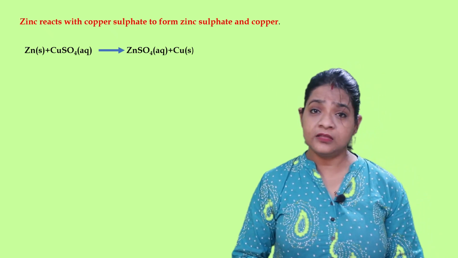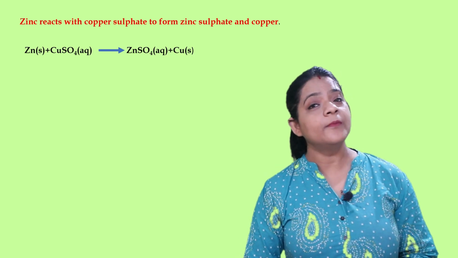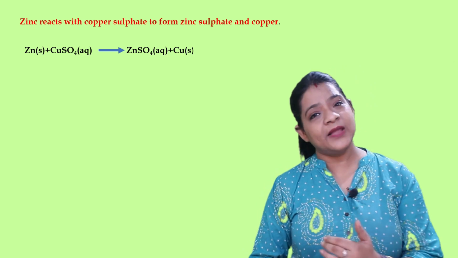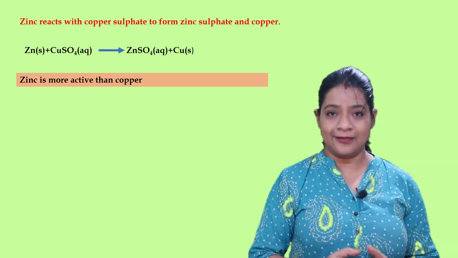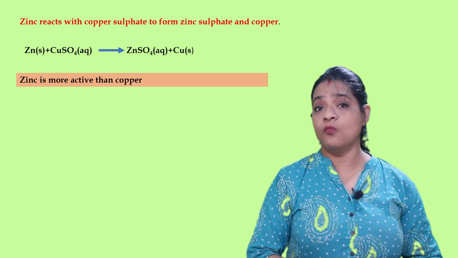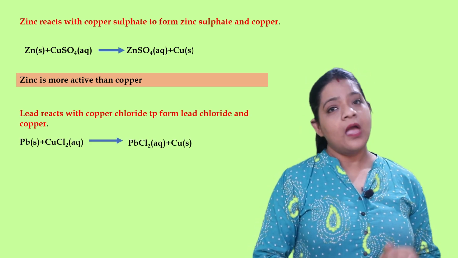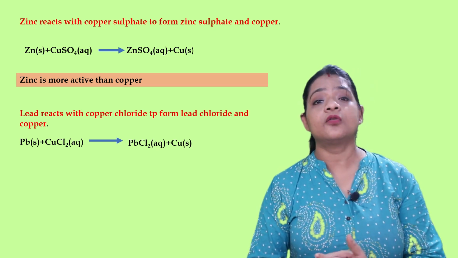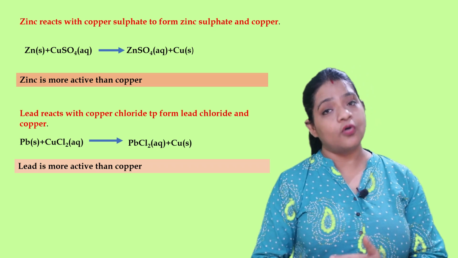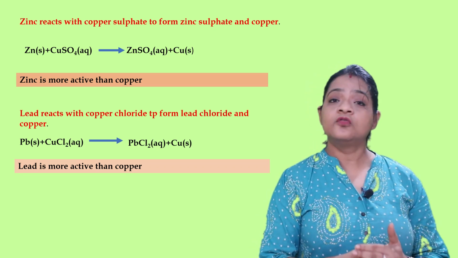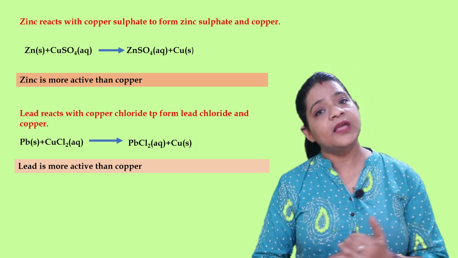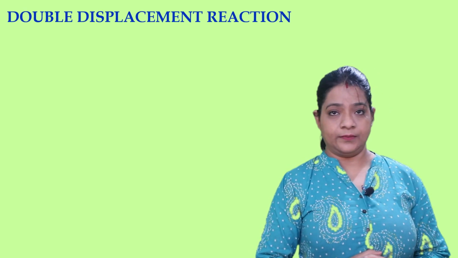Zinc reacts with copper sulfate to form zinc sulfate and copper. Here zinc displaces copper from copper sulfate because zinc is more active than copper. Another example is lead reacts with copper chloride to form lead chloride plus copper. Here lead, being more active than copper, displaces copper and forms lead chloride along with copper.